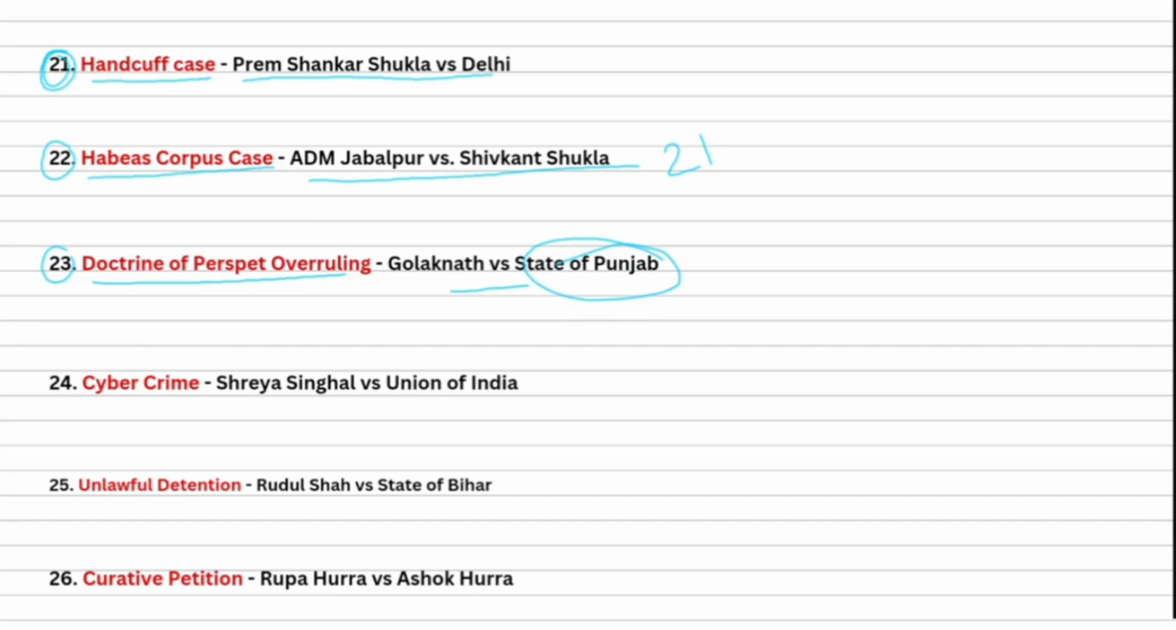The next case we have is the doctrine of prospective overruling, Golaknath versus State of Punjab. In this case, the Supreme Court introduced the concept of prospective overruling, restricting the retrospective application of judgments.